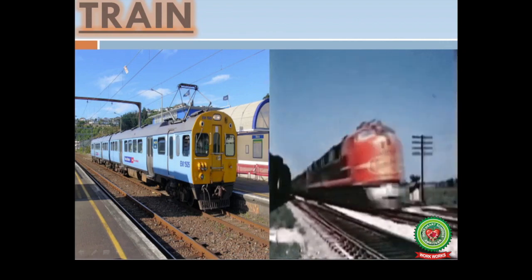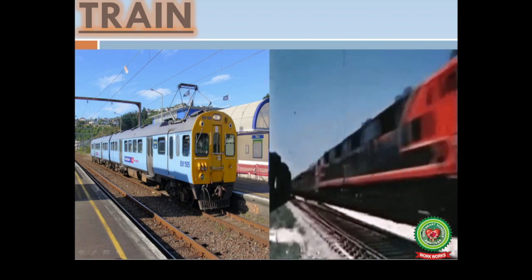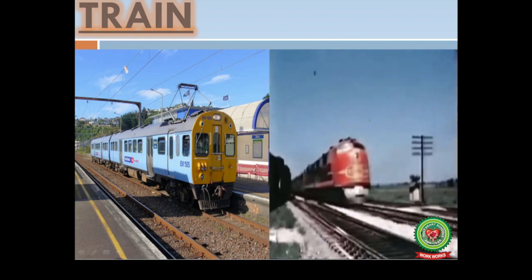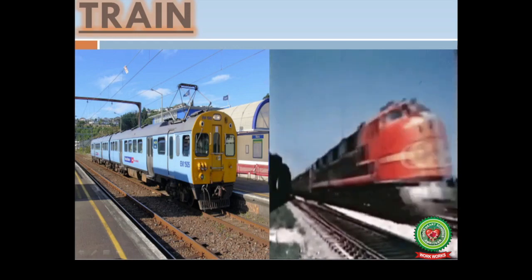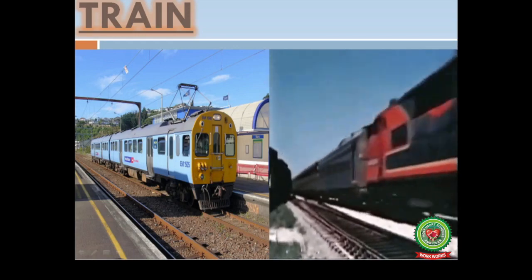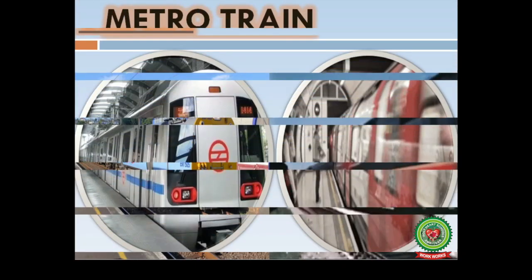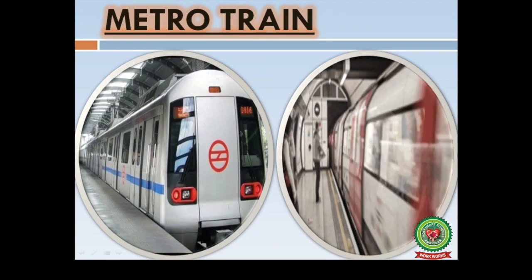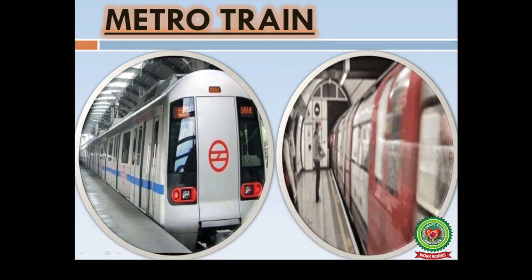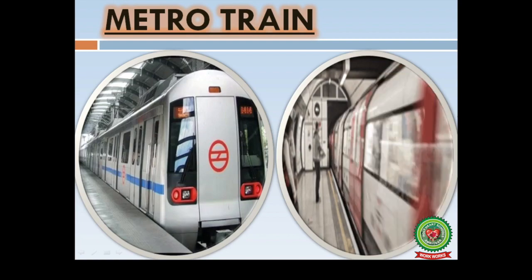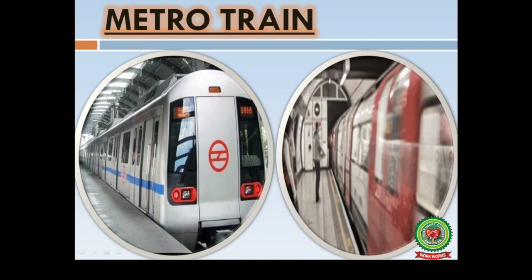Students, if we want to go from one city to another city, we may go by car or by train. Trains run on diesel, fuel or electricity. It carries many people from one place to another. Metro train: we see metro trains in big cities like Kolkata, Delhi, etc. It runs on electricity and it connects different parts of a city.